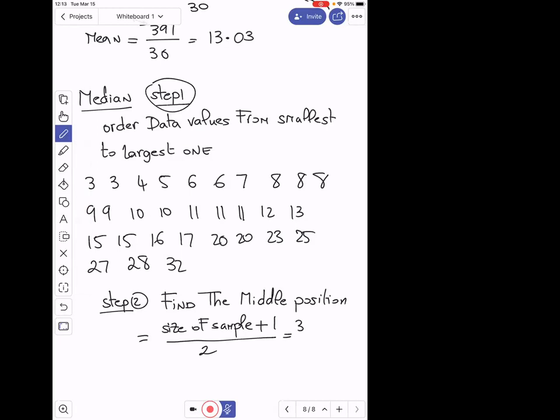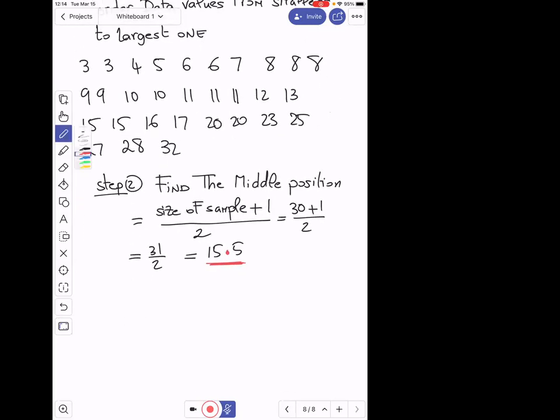So here we have 30 numbers plus 1 over 2. That's 31 over 2, so the answer would be 15.5. Now, because of the 0.5, the middle position would be between the 15th number and the 16th number, or the 15th data value and the 16th data value.